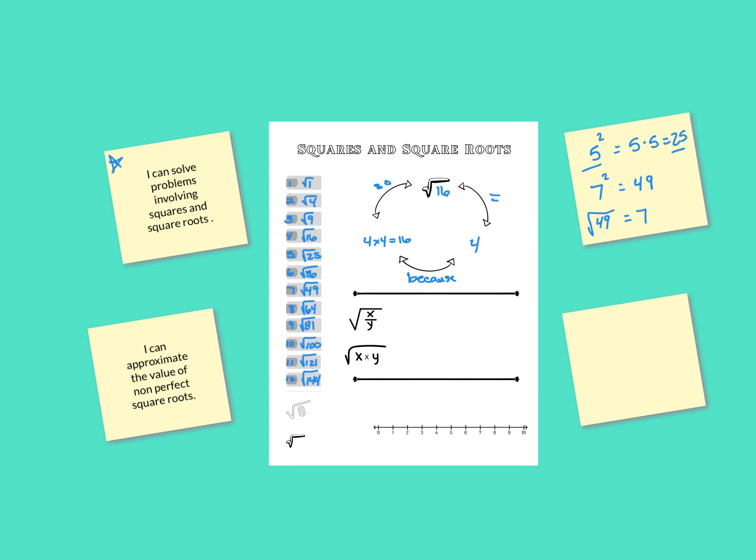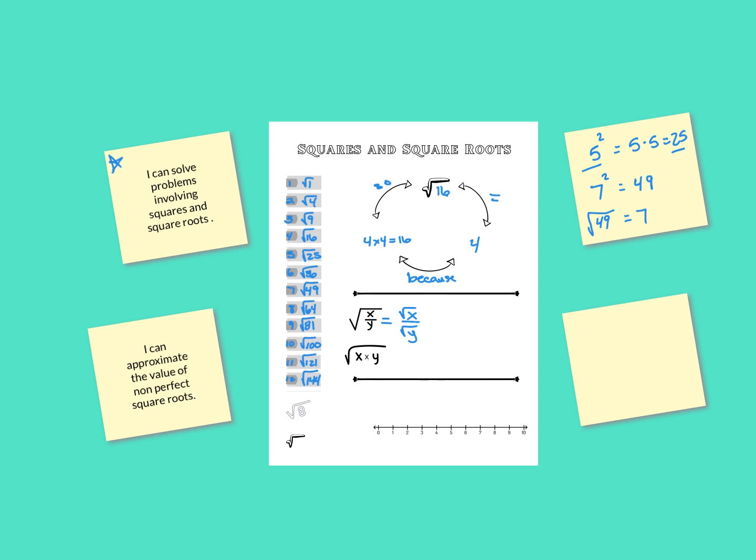At the end of this lesson, we're going to look at some non-perfect squares and what we can do with those. But let's look at some more examples of what we can do with these perfect squares. With this example here, the square root of a fraction, I can actually rewrite this in a different way that will sometimes help me. It is the same thing as the square root of x over the square root of y.